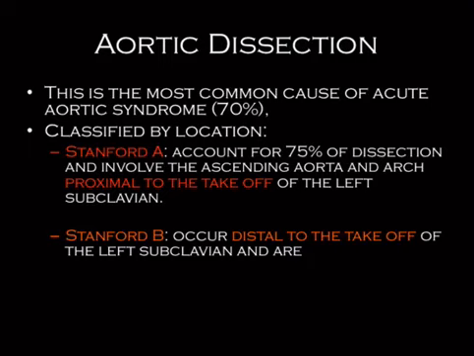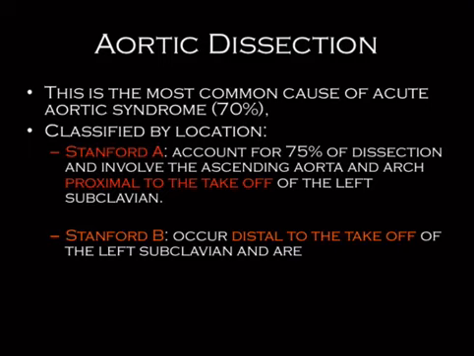So Stanford A is a surgical type of dissection that occurs proximal to the takeoff of the left subclavian. That's the demarcation point. Anything before the takeoff of the left subclavian is a Stanford A. Anything that occurs after that is a Stanford B. If it involves the aorta both proximal and distal to the takeoff, it's still a Stanford A. So anything that you see happening prior to the takeoff of the left subclavian makes it a Stanford A, regardless of what's happening distally down in the aorta.